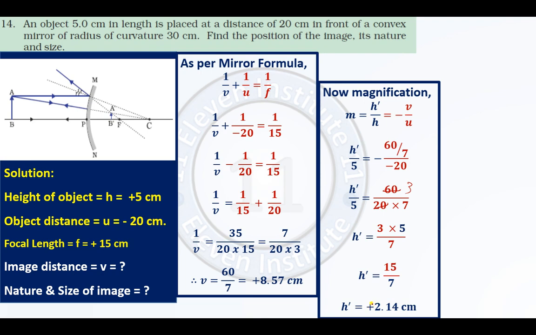So nature we already know, but still we will apply the formula of magnification. M is equal to h dash upon h. H dash is 2.14, h is 5. When you divide, you get the answer 4.28 upon 10.